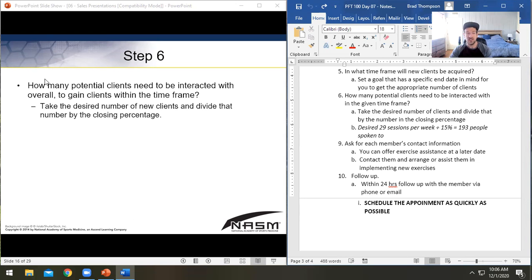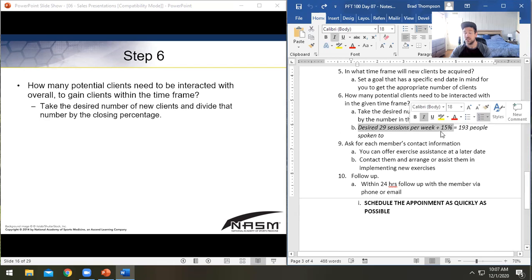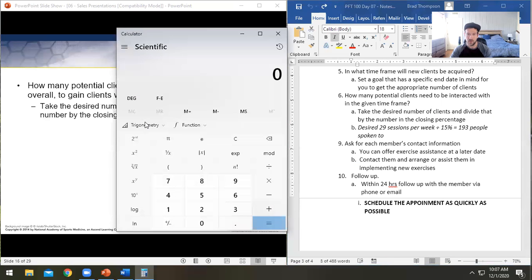Step 6, how many potential people need to be interacted with in that time frame. So you're going to take the desired number of new clients, which in this case we said was 29, and you're going to divide that by your closing percentage. So 29 sessions per week divided by 15%. So 29, then we're going to go times 0.15.